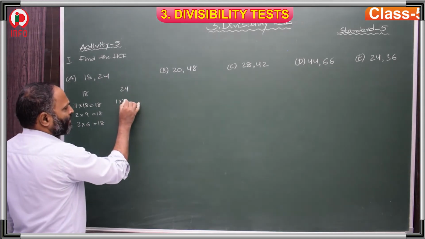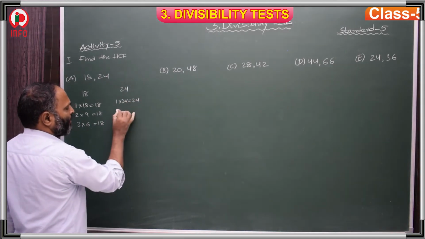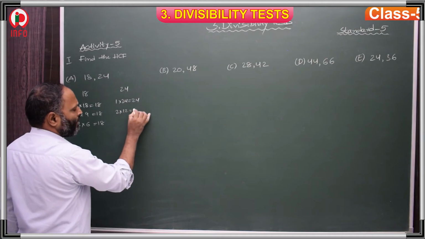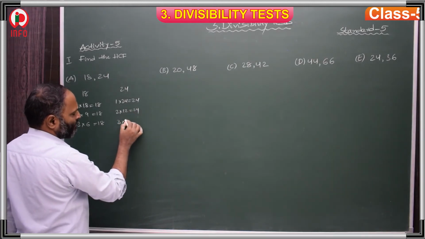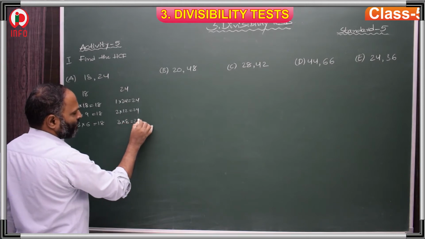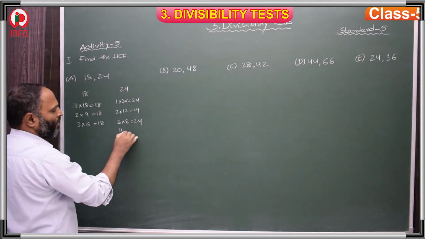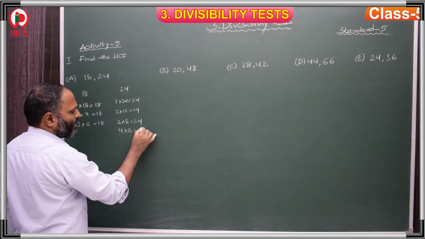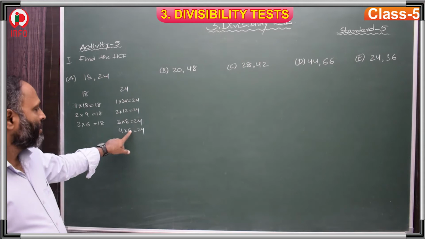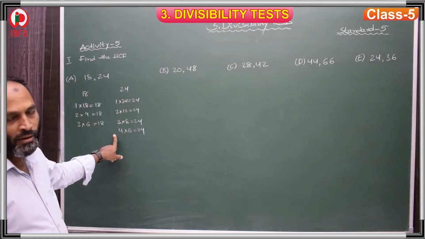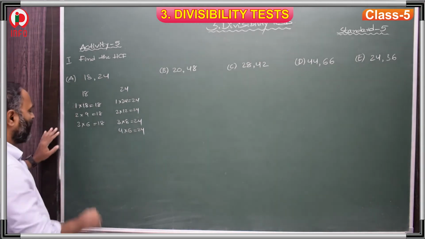1 24 is 24. 2 12s are 24. 3 8s are 24. 4 6s are 24. 5 won't come, and in the 6 table it will come again. 6 4s are 24, so it's repeated. Then don't take. Now the 18 factors.